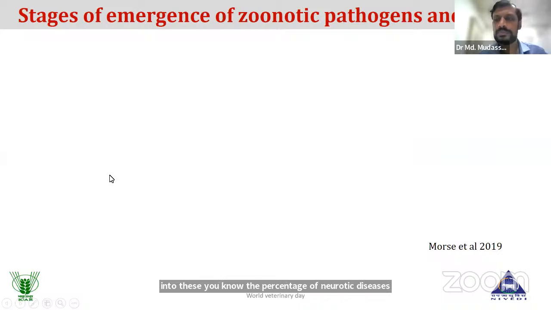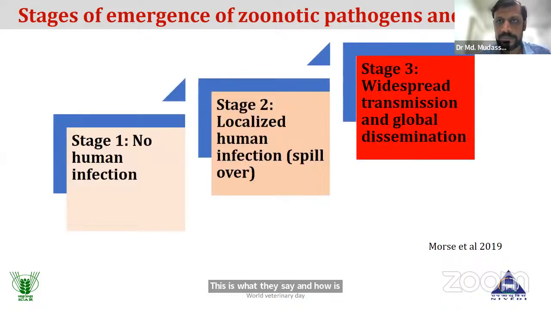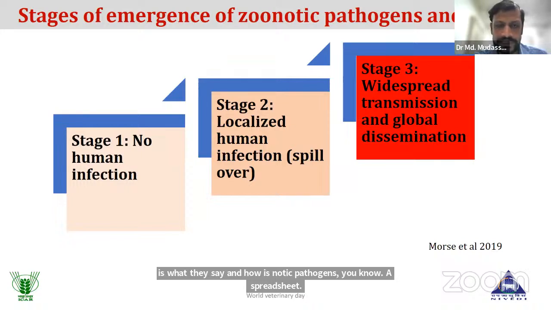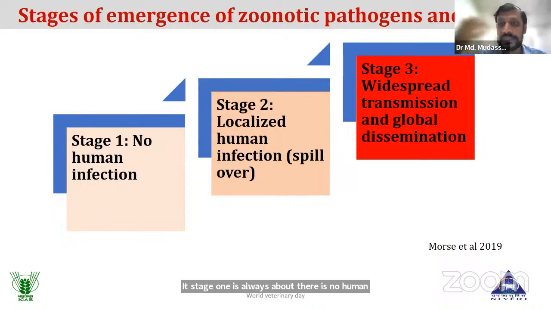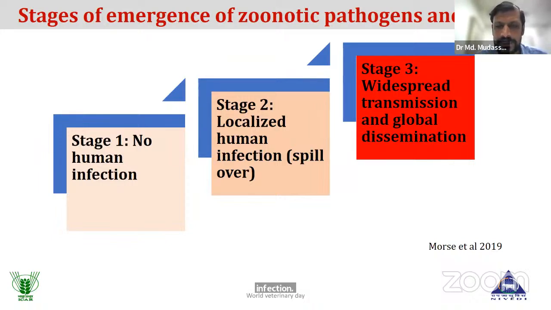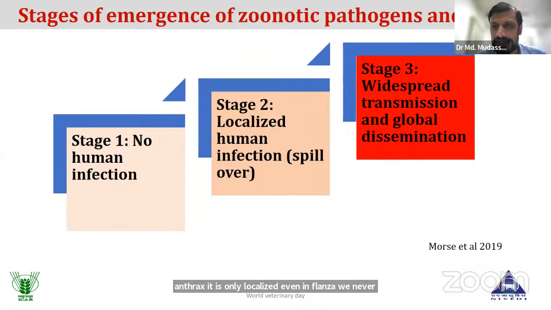What happens when an emerging infectious disease can spread from one place to another? This is how a zoonotic pathogen spreads. Stage one is when there is no human infection, and then stage two is where there is localized human infection. I was taking the example of influenza or anthrax. It is only localized. Even with influenza, we never had any human case in India. And then if it goes to stage three, it will spread globally. So these are the stages of emergence.